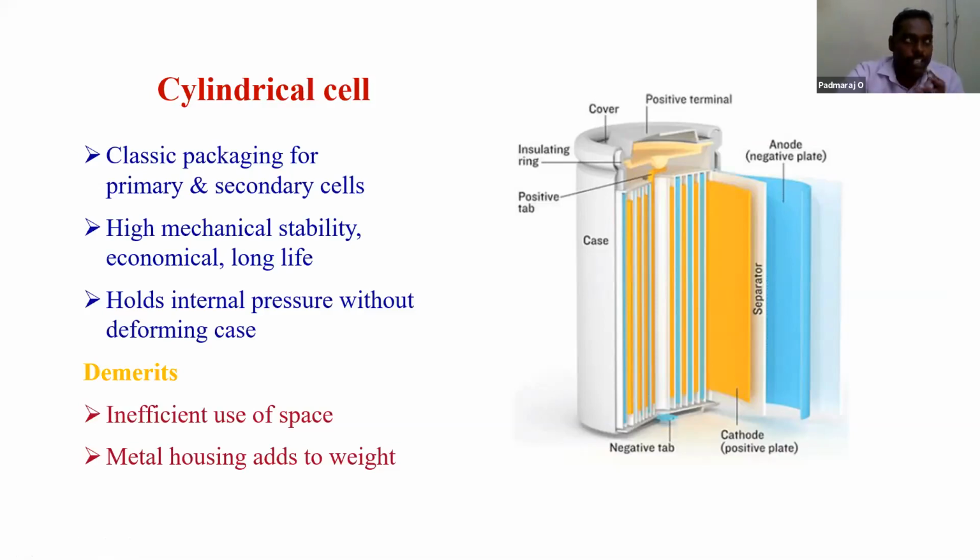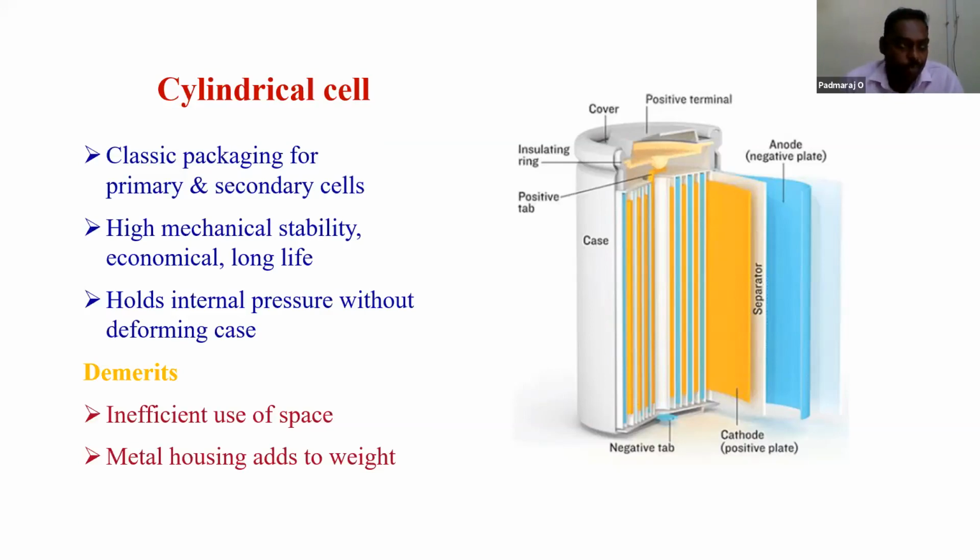And one more thing, that is packaging. That is classic packaging for both primary as well as secondary cells. Understood? By stacking the anode, cathode, and electrolyte separator, we can increase the capacity of the battery also. That means if you increase the mass of the active material, that is the length of the roll, we can increase the capacity of the battery. So what are the demerits?